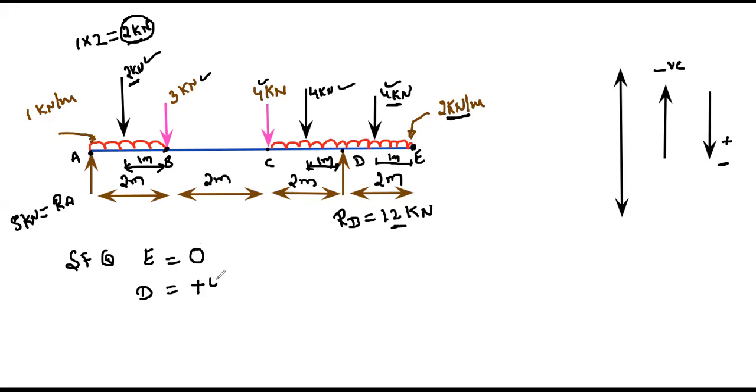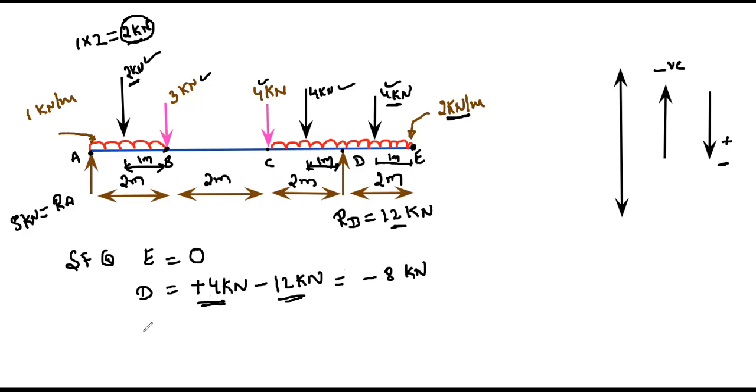So plus 4 kilonewton. Next, at point D, we have an upward force, that is the reaction force, minus 12 kilonewton. Why is it minus? Because here upward forces are negative. So if you simplify 4 minus 12, it should be minus 8 kilonewton.